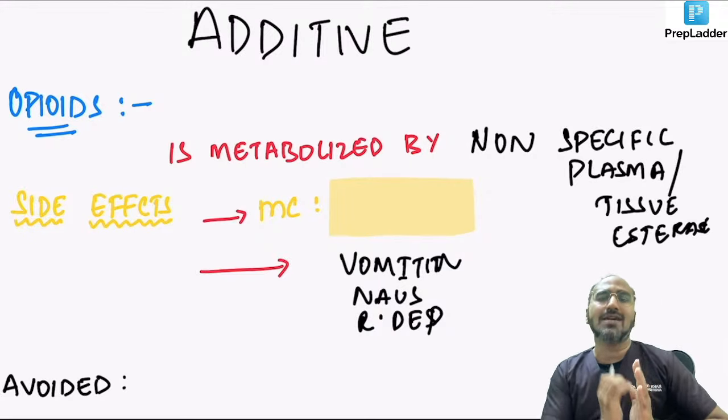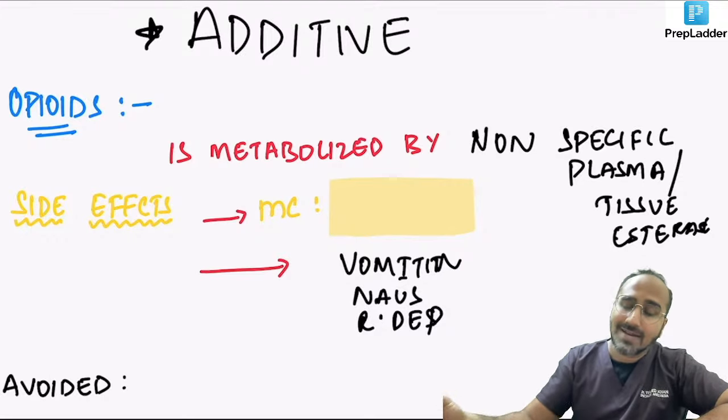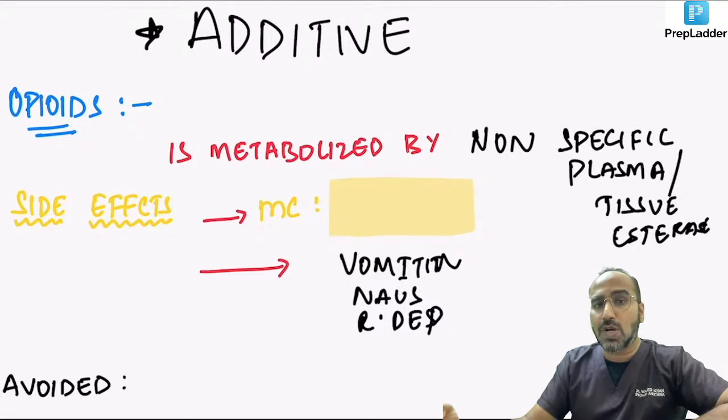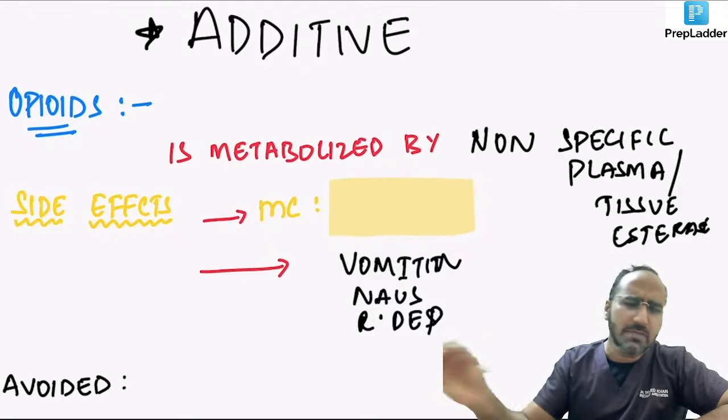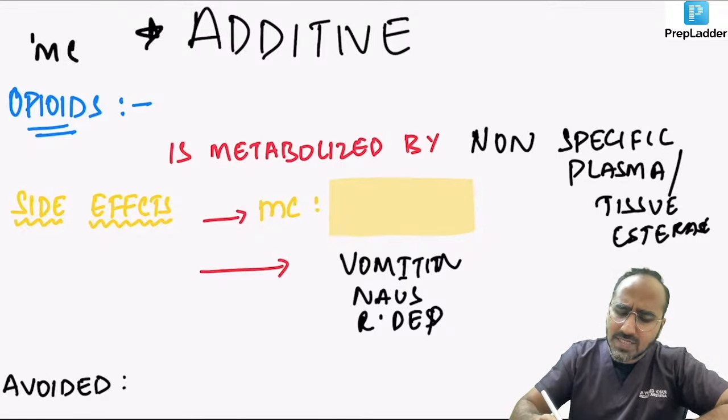If you want to increase the duration of your local anesthetic, you need to add something. What do you need to add, guys? You need to add a drug which is called an additive. In additives, you have many drugs. Adrenaline is there, sodium bicarbonate is there, but the most commonly used additive drugs are opioids.